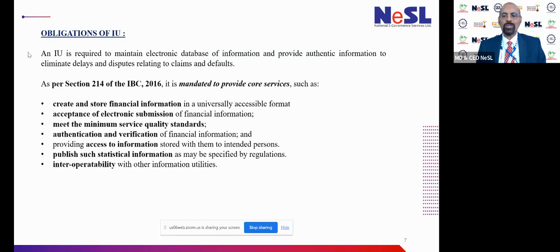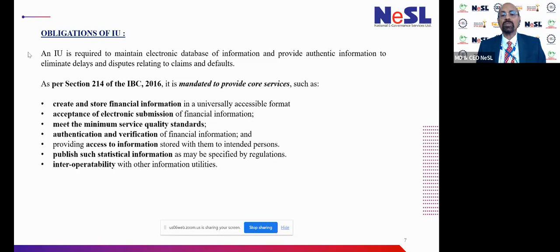Of course, we are reviewing the regulations, but since the regulations also follow from the code, I thought I'd bring a reference to this. The code, in section 214, provides that the information utility has to provide core services such as create and store financial information, acceptance of electronic submission of financial information, and meet the minimum service quality standards. We saw that it's already there in the bylaws.